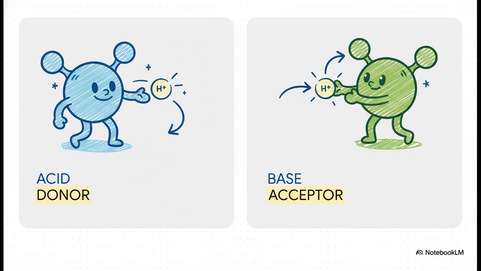So, one of the clearest ways to think about this comes from something called the Bronsted-Lowry theory. And it really just boils down to protons, those little hydrogen ions. Acids are the givers, they are proton donors. And bases, they're the takers, they're proton acceptors. It's that simple give and take that really defines what they are at their core.